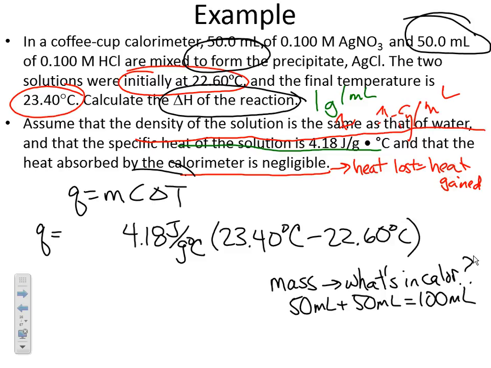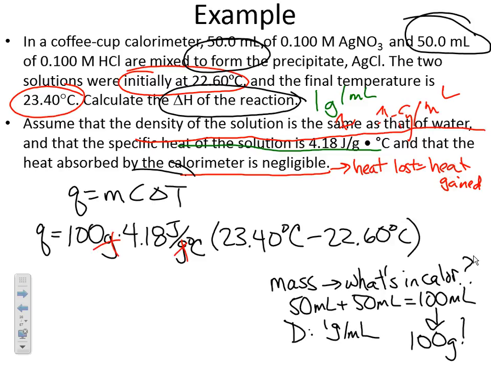But 100 milliliters is not a mass. Ah, but density. It told me to assume that the solution's density was the same as that of water, 1 gram per milliliter. So 100 milliliters will have a mass of 100 grams. I need the whole thing because the whole thing underwent this temperature change, so I'm going to plug in 100 grams right here. You'll notice that units will cancel. The grams in the mass cancels with the grams in the bottom of specific heat. The degrees Celsius here will cancel with the degrees Celsius there and leave you with joules. Units must agree. All works out nice.